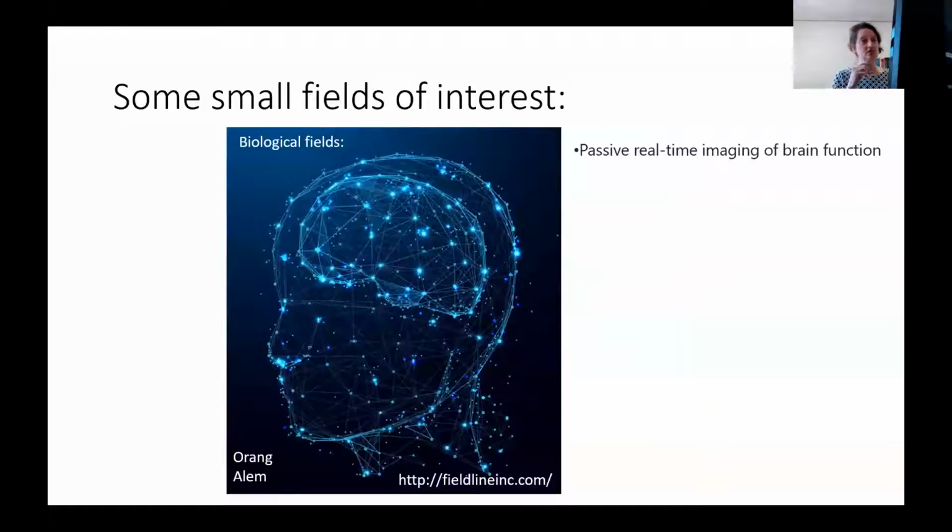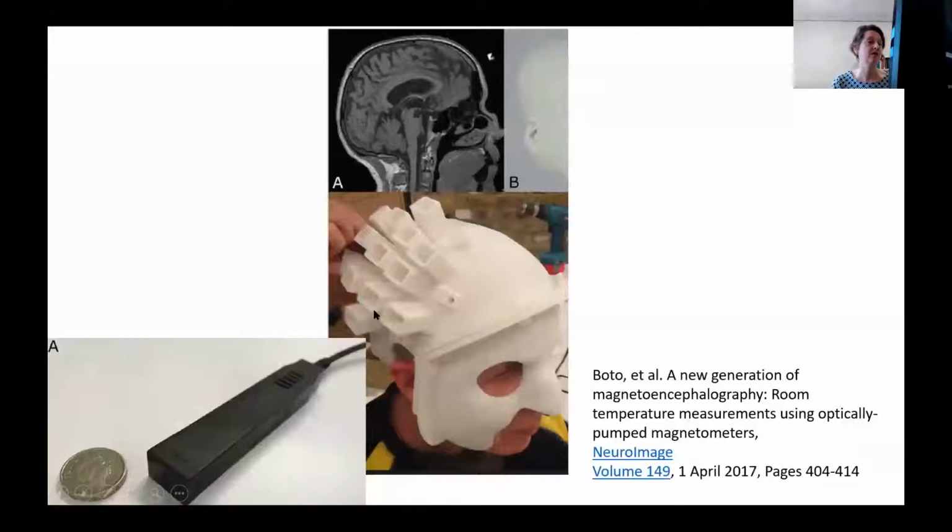Another signal of interest, along the lines of Professor Cressman, Rob, is real-time imaging of magnetic fields in the brain, for instance. This is a picture of a brain. I took this picture from FieldLine. FieldLine is actually a company that's run by Orang Alem. He's an alumnus of George Mason University, and he did his thesis work with me on the atomic magnetometers.